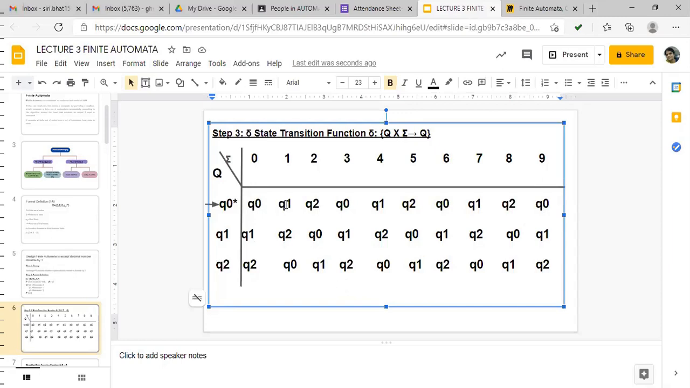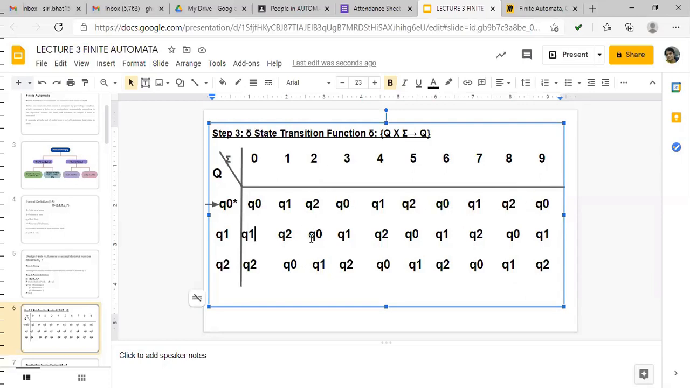Similarly, 1 gives Q1, Q2, Q0. Then 4 gives Q1, Q2, Q0, and 7 gives Q1, Q2, Q0. Why do they give the same? Because all of these, 1, 4, and 7, when divided by 3, give the same remainder, 1. And if you see 2, 5 and 8, the remainders are the same and the states are the same.